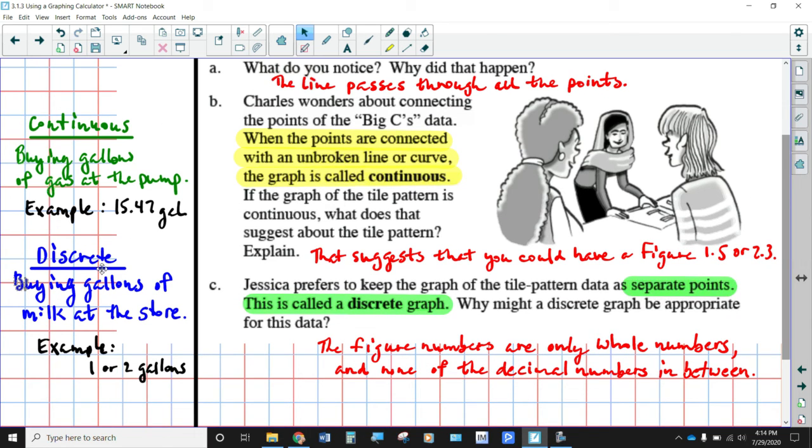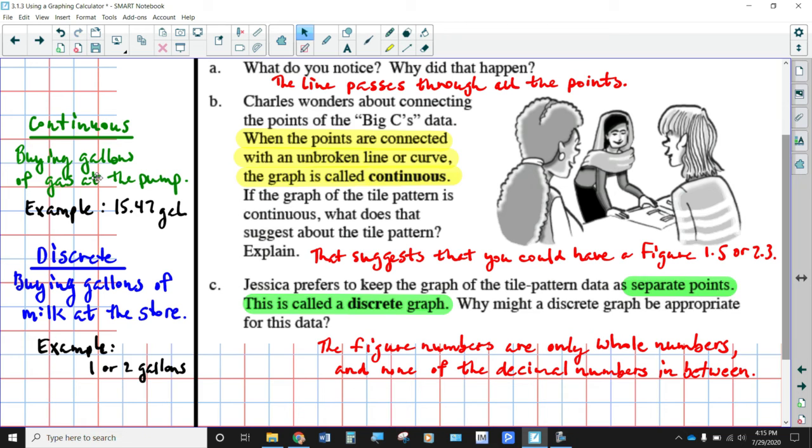When you go to the grocery store and you buy gallons of milk, you can only buy 1 gallon or 2 gallons or 3 gallons or 4 gallons. And if the price is $5 per gallon of milk, you're either going to spend $5, $10, $15, or $20, depending on the number of gallons that you purchase. But you can only purchase whole gallons. Please don't get into the whole buying quarts and whatnot. No, we're talking about the gallon jugs that you're going to purchase, okay?